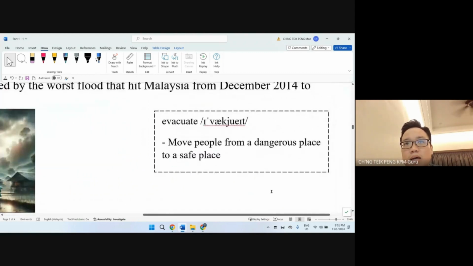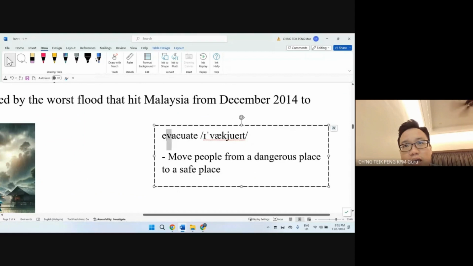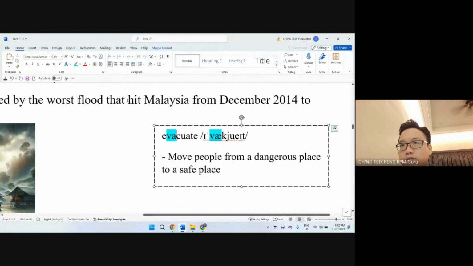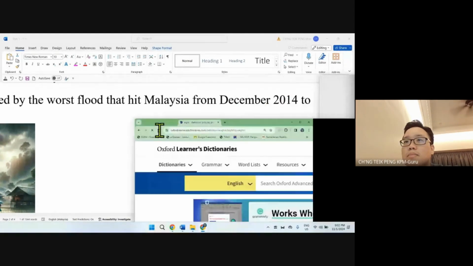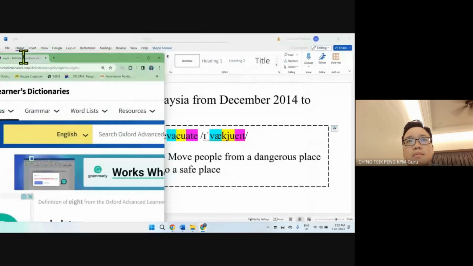Then look at the small text here. Look at how we pronounce it. Evacuate. The a here is pronounced as a, va, eva. And the cu is pronounced as q, and the ate is pronounced as eight. So focus on the phonetics. And then let me show you this one. Hang on.